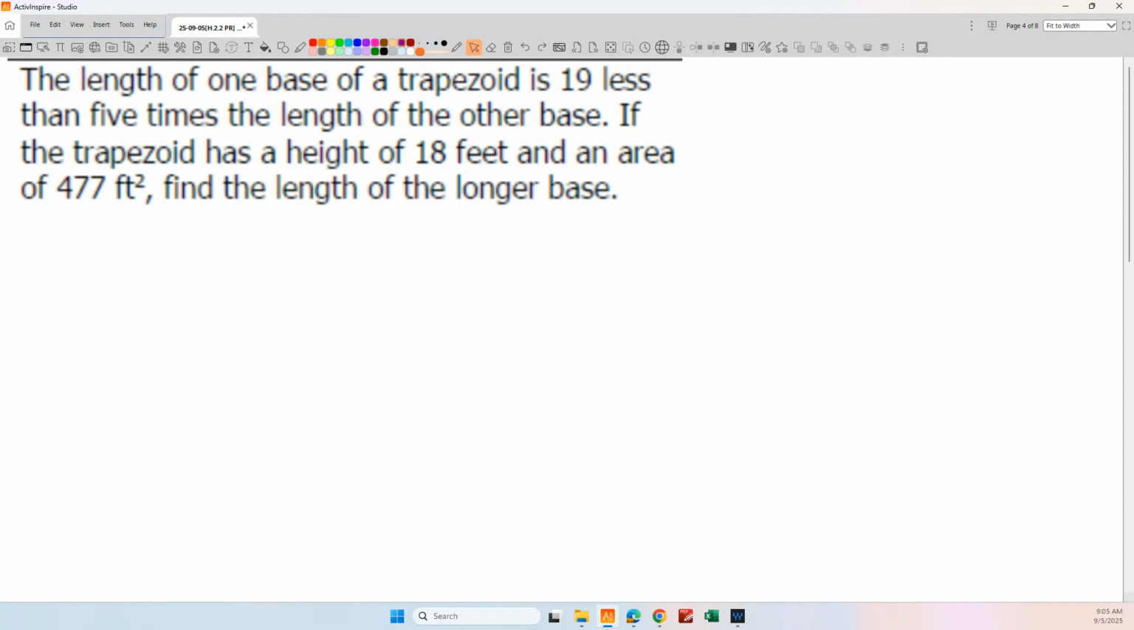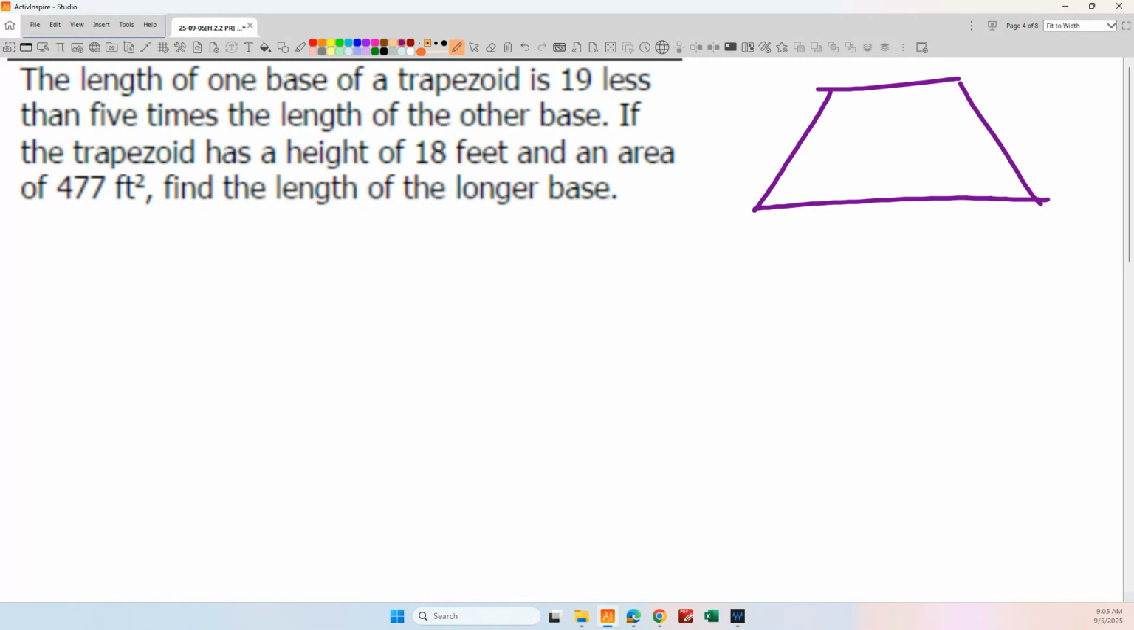Okay, it's got one pair of parallel sides, right? And it's a quadrilateral, right? Four-sided figure. So something like this. Something kind of like that, maybe.